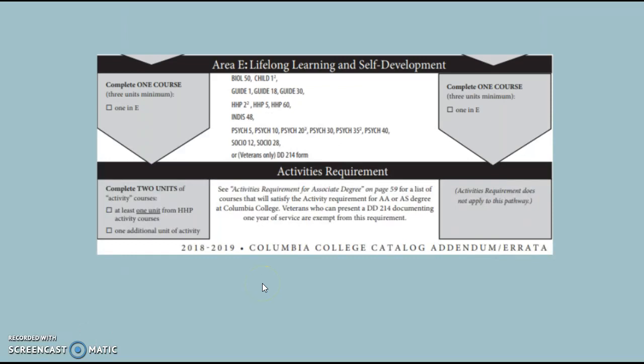Students who are planning on earning an associate's degree from Columbia College must complete the activities requirement. A list of acceptable activities is on page 59 in the Columbia College catalog. It's telling us that we need to complete 2 units of activity courses: at least 1 unit from the Health and Human Performance activity courses and then 1 additional unit of activity. This is not a requirement for CSU transfer degree patterns. Remember, this is just unique to the Columbia College degree program.